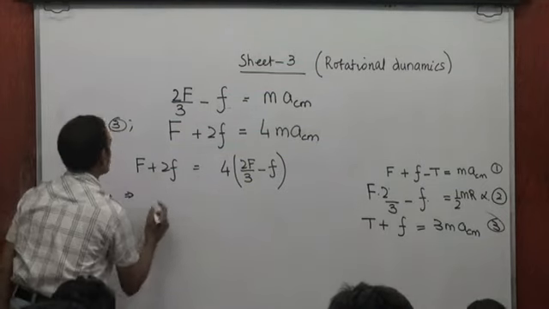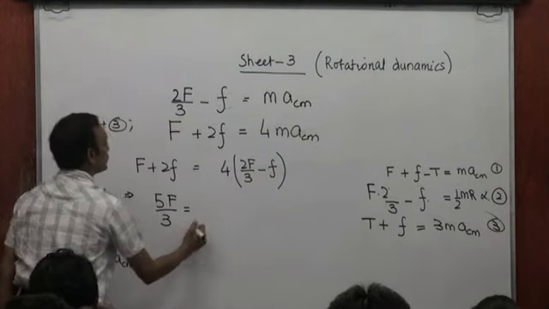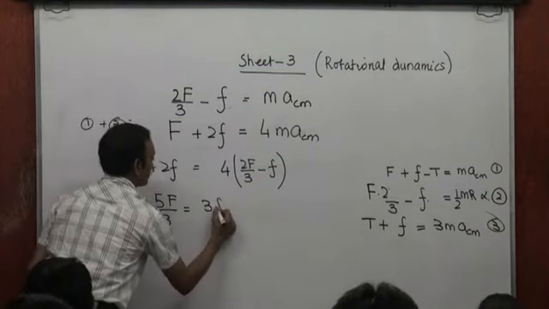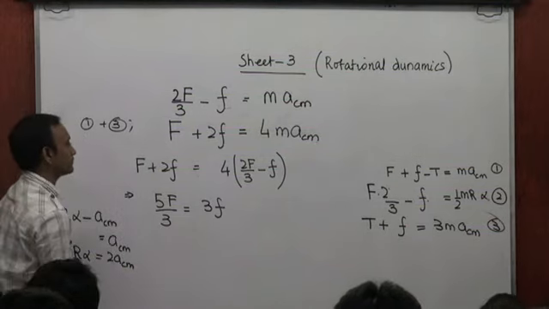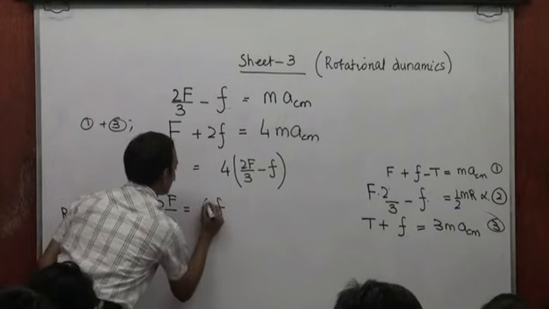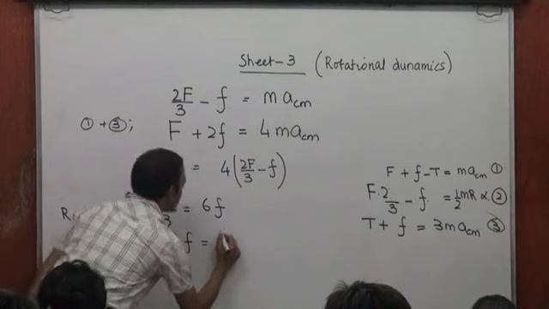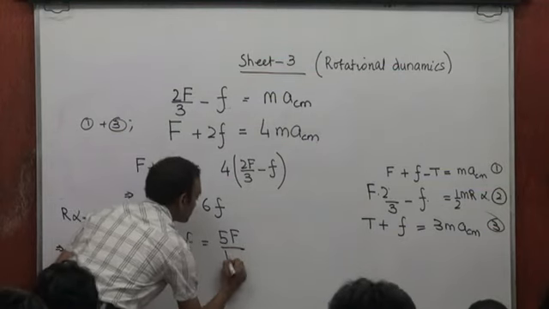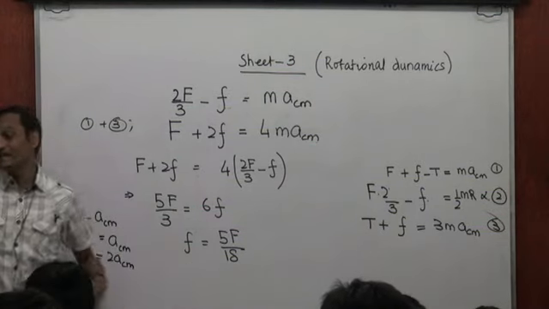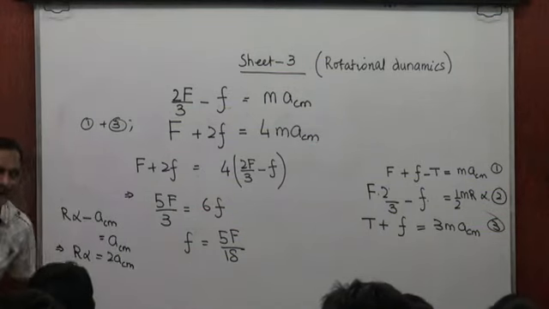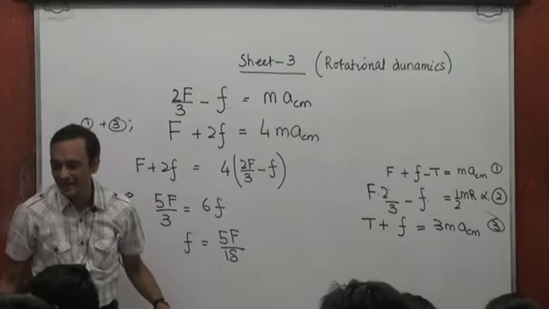So when I transpose, 5F by 3 equals 3F. Right? So I get small f as 5F by 18. Since f turns out to be positive, it means the chosen direction is appropriate. If you had chosen the opposite direction, you would have got f equal to minus 5F by 18.